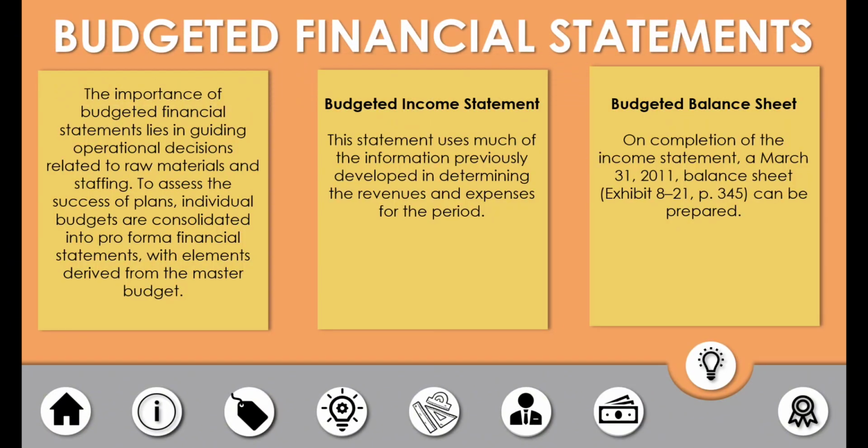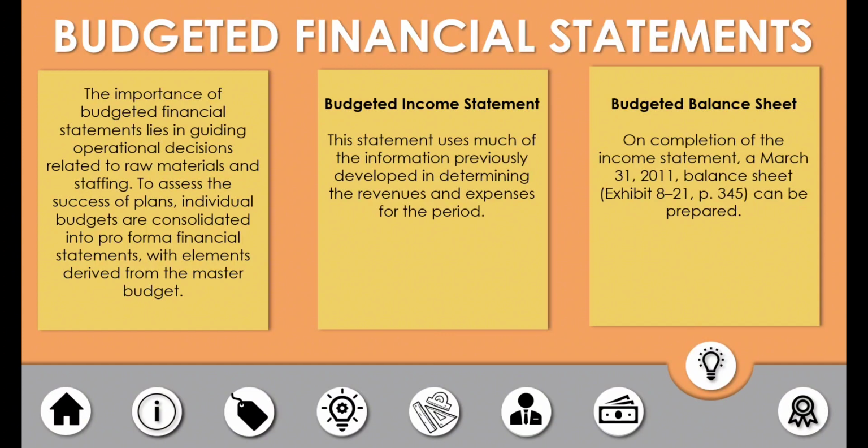So this is the last budget that we are going to tackle, which is budgeted financial statements. The importance of budgeted financial statements lies in guiding operational decisions related to raw materials and staffing. And to assess the success of plans, individual budgets are consolidated into pro forma financial statements with elements derived from the master budget. So we do have two financial statements here.